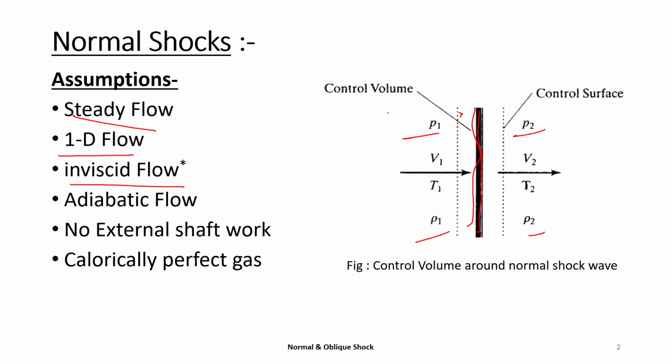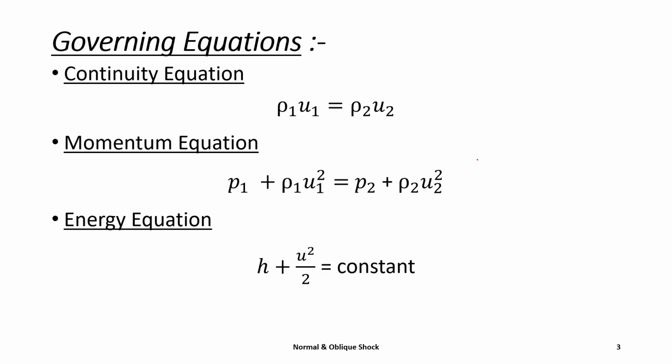Upstream of the shock is denoted by 1 and downstream is denoted by 2. So all the flow properties on the upstream are P1, V1, T1, ρ1, similarly for downstream properties. And this is the control volume which is around the normal shock. We take it for governing equations and all.